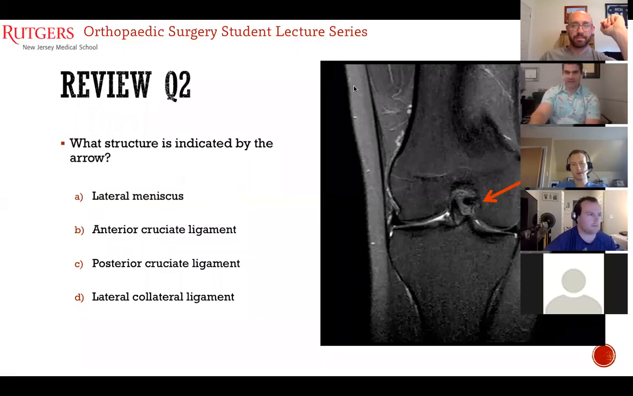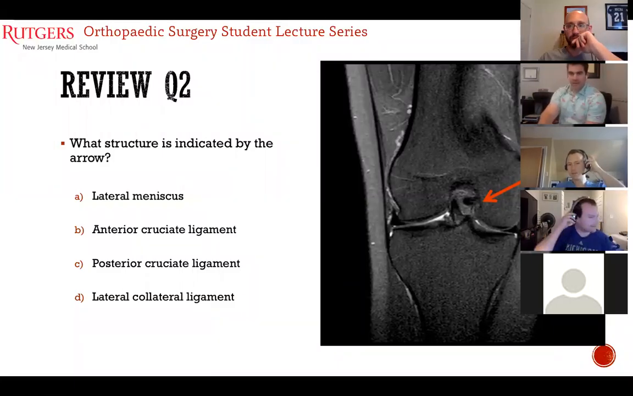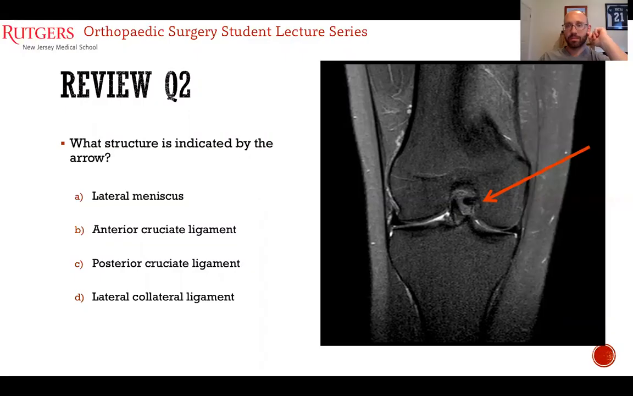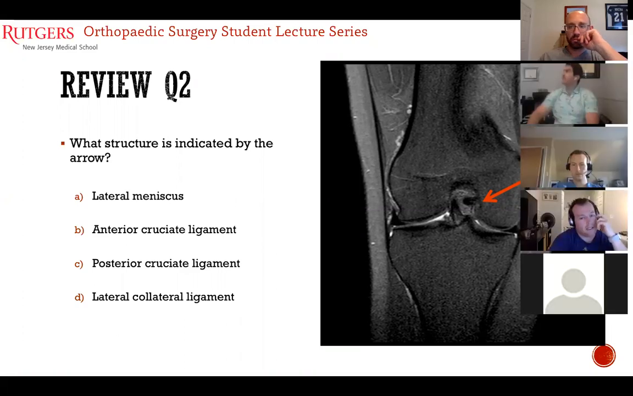All right, Jeff, why don't you talk about this one for a second, because it's a little tricky, but I think it's a really good teaching point. Yeah. So what we're looking at here is a coronal MRI image of a knee. Again, you want to orient yourself. Superior is the femur, inferior is the tibia. And keep in mind, you can judge medial and lateral.